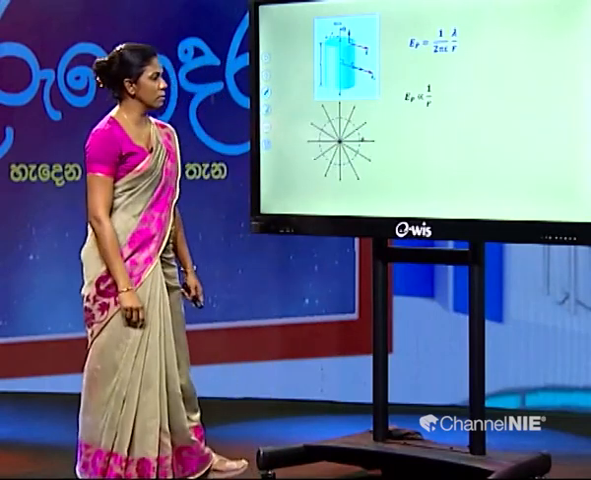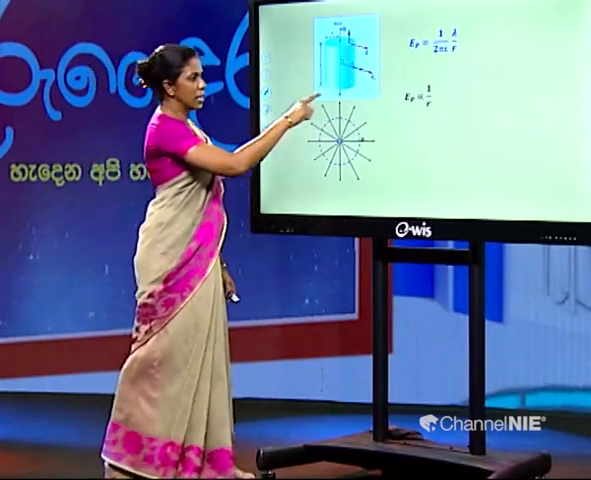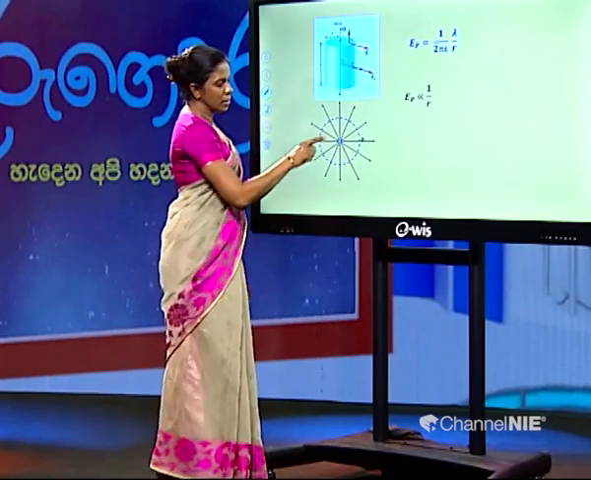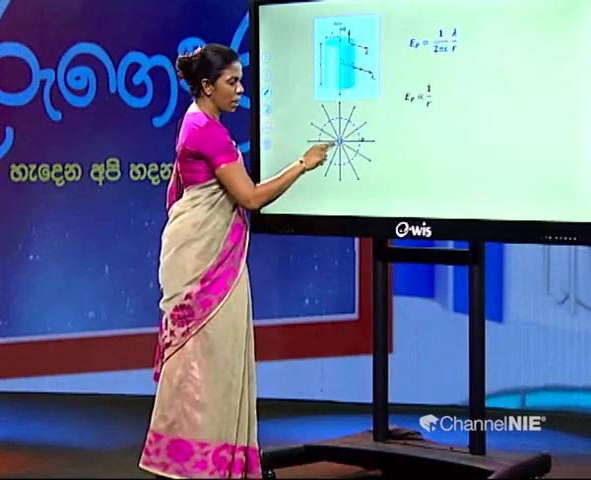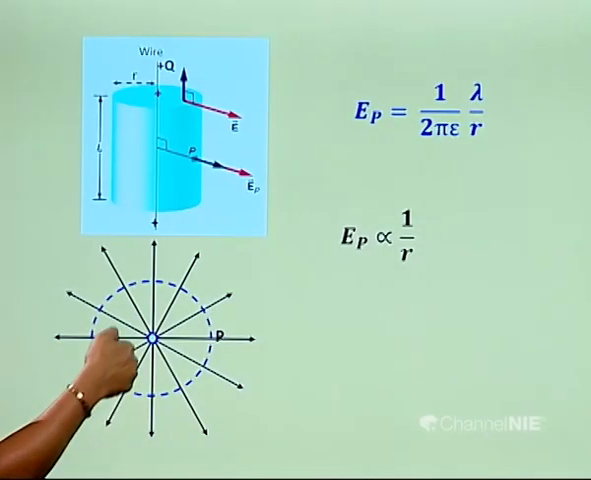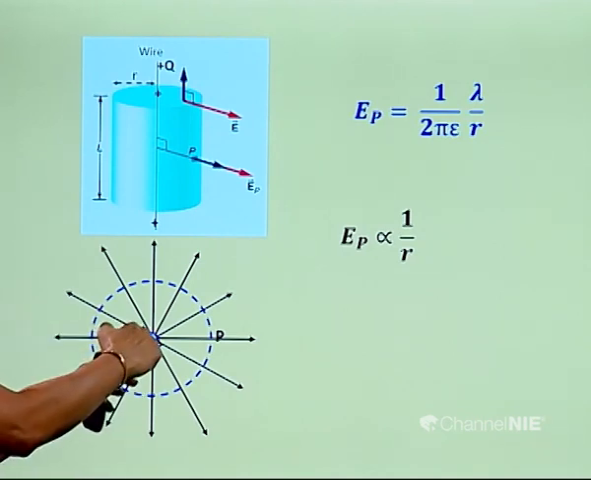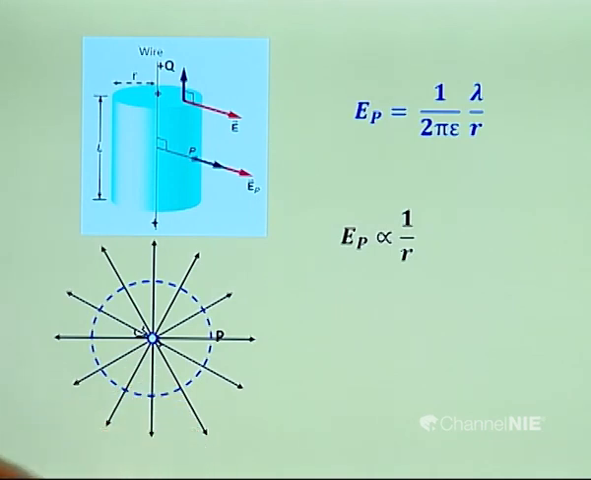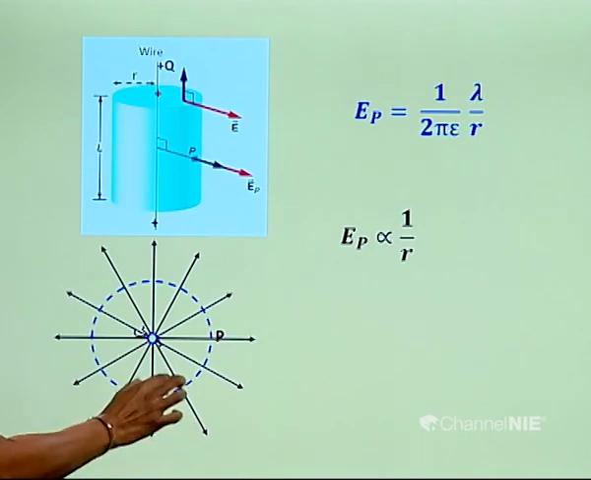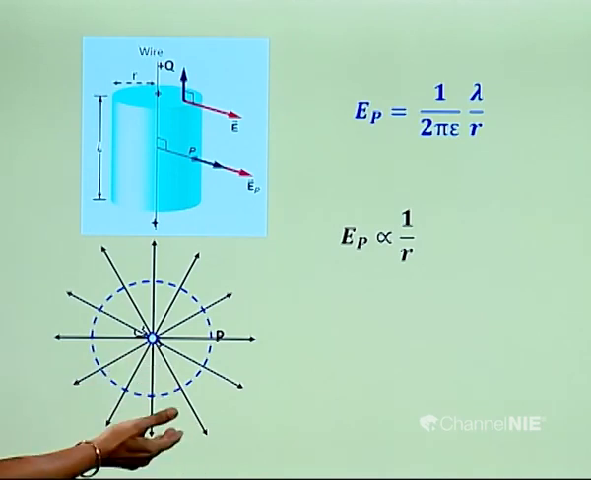Considering those two, E varies with the distance. You see those are field lines, that is my wire, the cross section of it, and those field lines are drawn at right angle to the wire. All these field lines are drawn at right angle. We see that the two field lines are diverging from each other, which shows that the field line density decreases, which shows that the strength is decreasing.